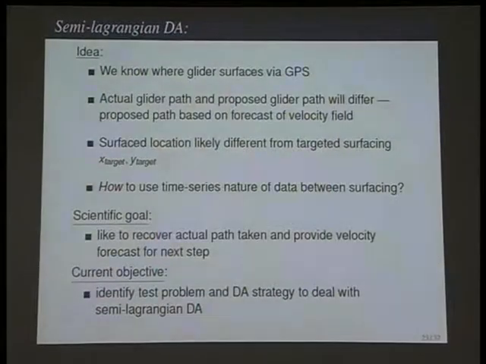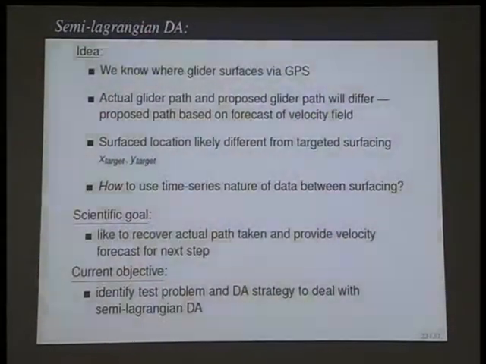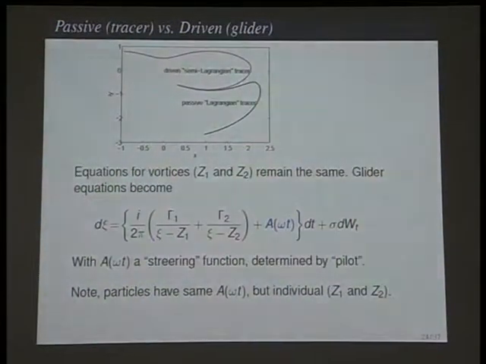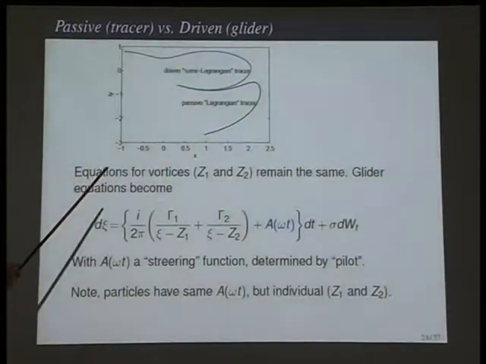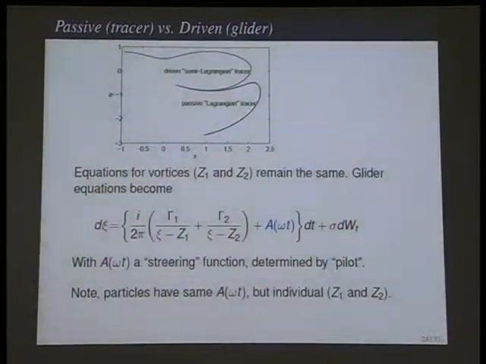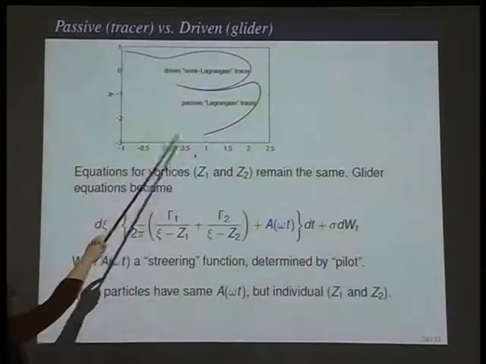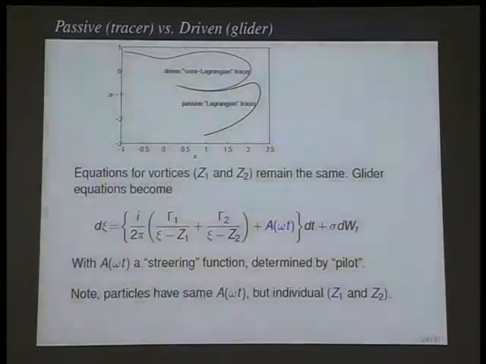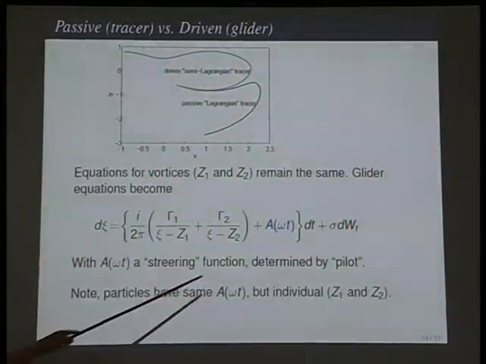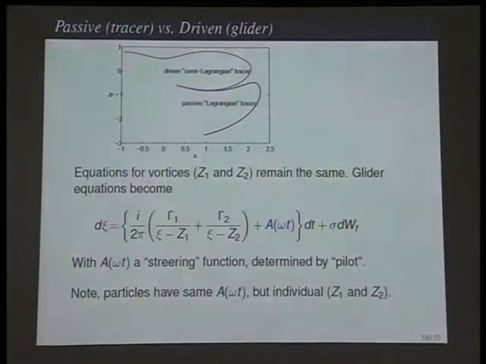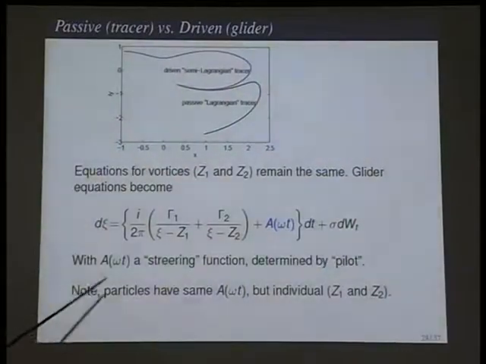So my current objective is less lofty. It's to identify a nice test problem and to come up with a data assimilation strategy to deal with this flavor of data. Okay, so here's a passive tracer in the noiseless case, one where it wasn't driven and it just followed the path on the stream function like it would, and one where it was driven by some function A in addition to the underlying current. Okay, so A is some steering function.